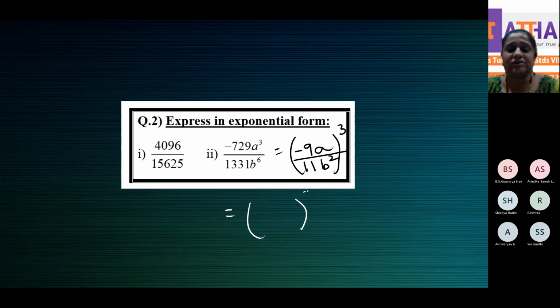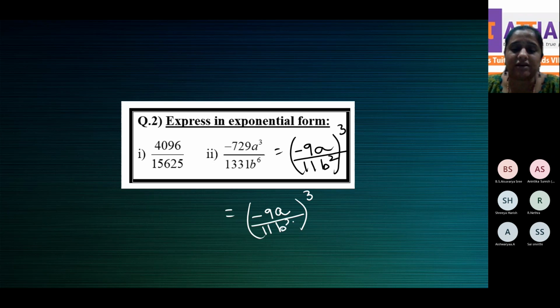Take a bracket and raise it to the power 3. Minus 9 multiplied with itself 3 times is minus 729. A multiplied with itself 3 times is a cubed. 11 multiplied with itself 3 times is 1331.